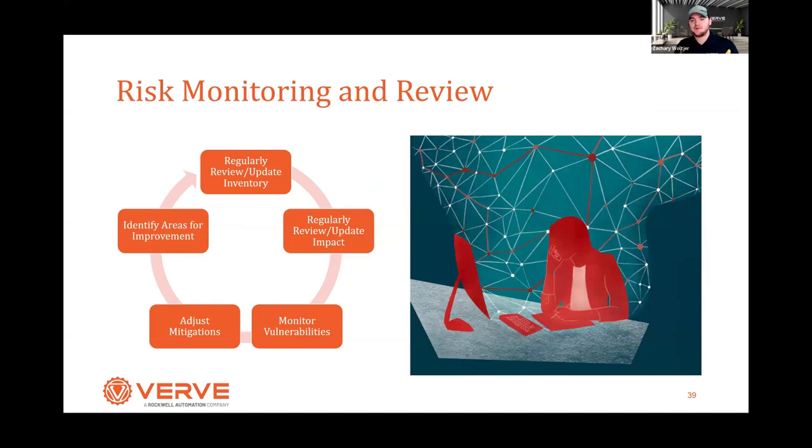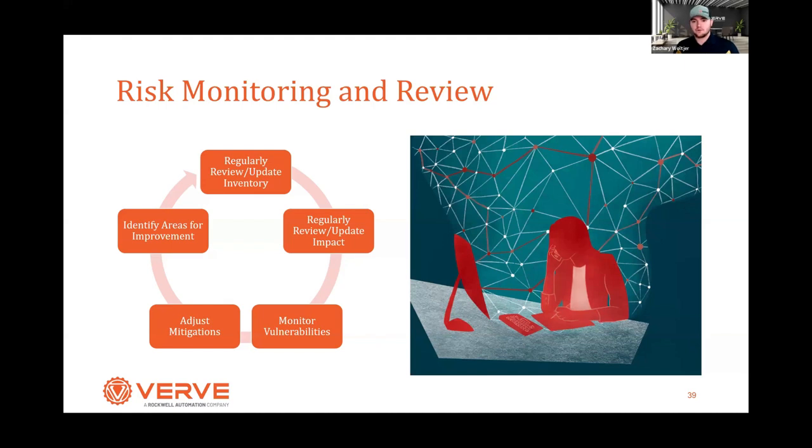And then again, going back to that circle, this is a continuous process. So regularly reviewing and updating your inventory, which within Verve, it does automatically. A little bit of a shameless plug there. It can automatically see that traffic, and it can automatically see when was the last time that this device was seen by us. And then regularly reviewing and updating the impact. With this case study customer, we still regularly talk about impact, whether it's monthly, quarterly or annually. We'll go over impact and say, is this still pretty accurate overall? Are there any new devices, any new outliers that we need to focus on?